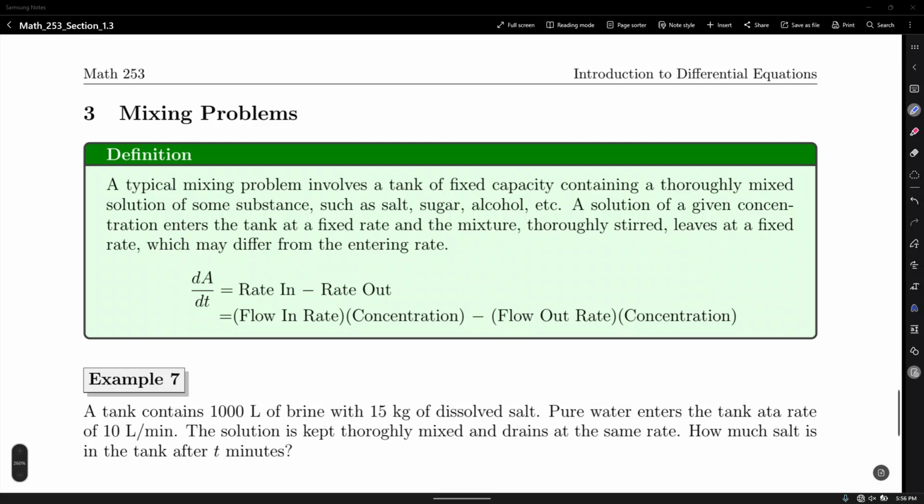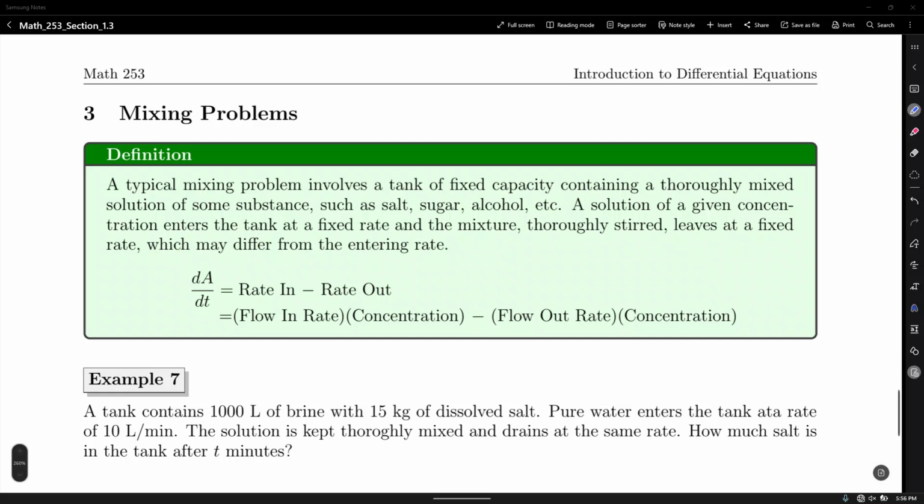And well, what is it? So a typical mixing problem involves a tank of fixed capacity. So that's a given, all right? Containing a thoroughly mixed solution of some substance, such as salt, sugar, alcohol. A solution of a given concentration enters the tank at a fixed rate, and the mixture, which is thoroughly stirred, leaves at a fixed rate, which may differ from the entering rate. In some cases, it's the same rate. In some cases, the rate is different.